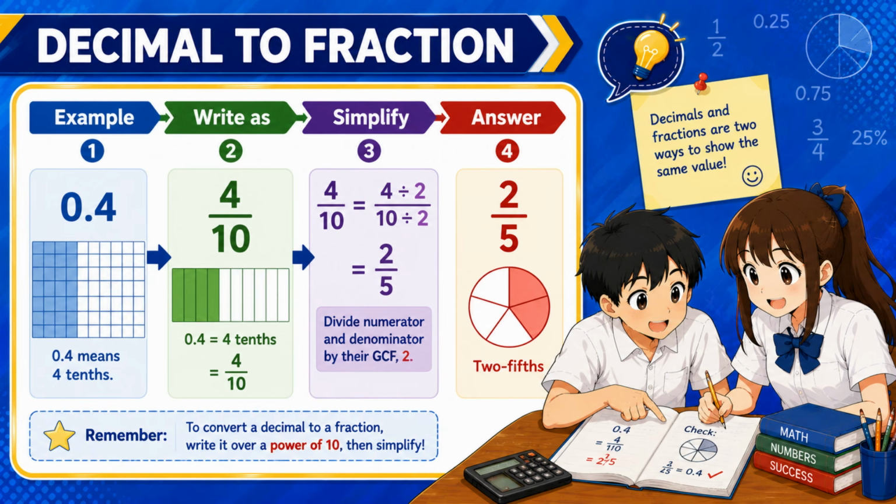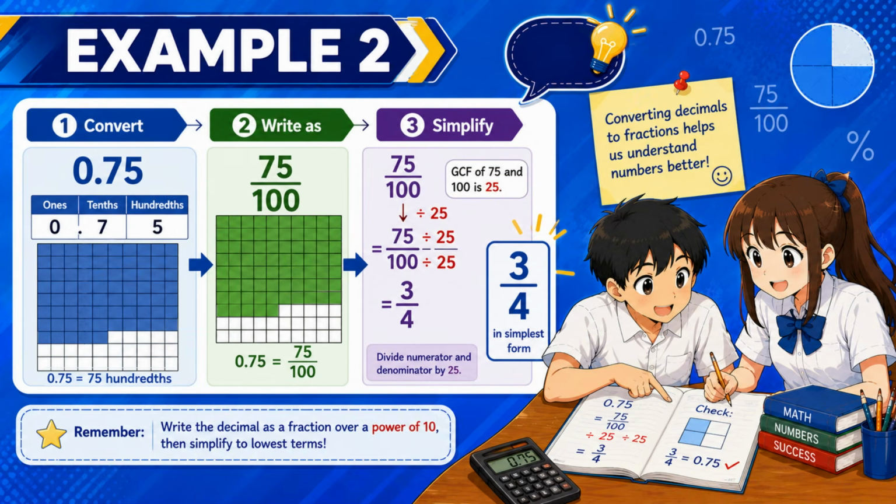To convert a decimal into a fraction, write the decimal over 10, 100, or 1,000, depending on the place value. Then simplify. 0.75 means 75 hundredths. Simplify 75 over 100. The answer is 3/4.